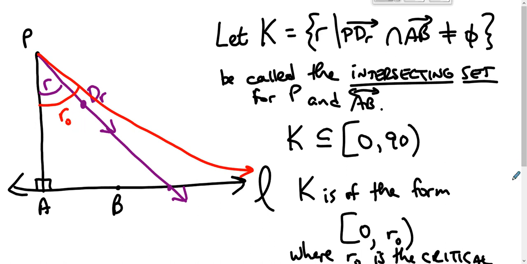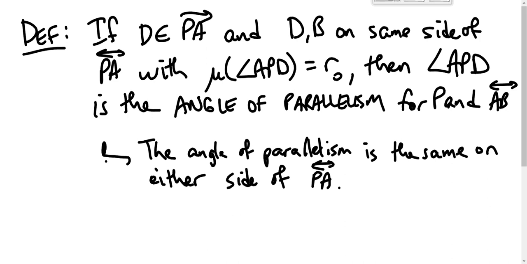R naught is the critical number for the intersecting set, because everything that's less than R sub zero is in the intersecting set, but R sub zero is not. We say that R sub zero is the critical number for the intersecting set, and the angle with that measure is the angle of parallelism for P and AB. And it's the same on either side of PA. So it doesn't matter which side of PA you draw it on, you draw it to have measure R sub zero, the critical number for the intersecting set.